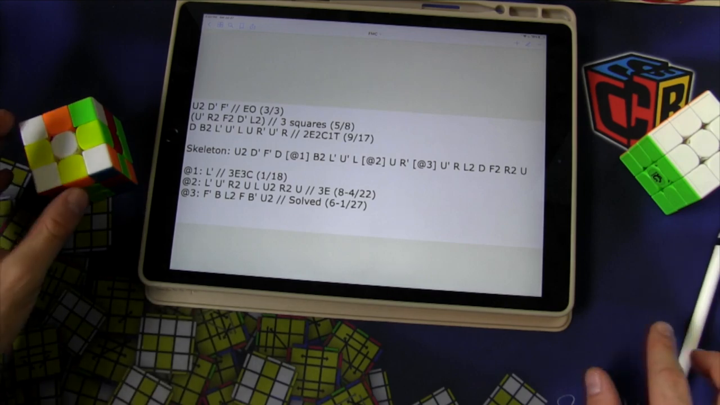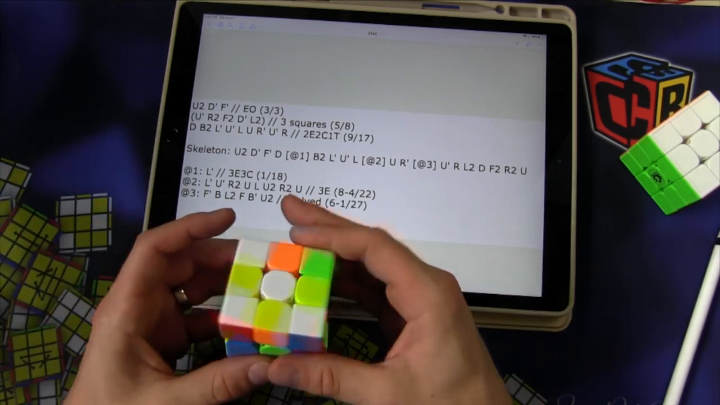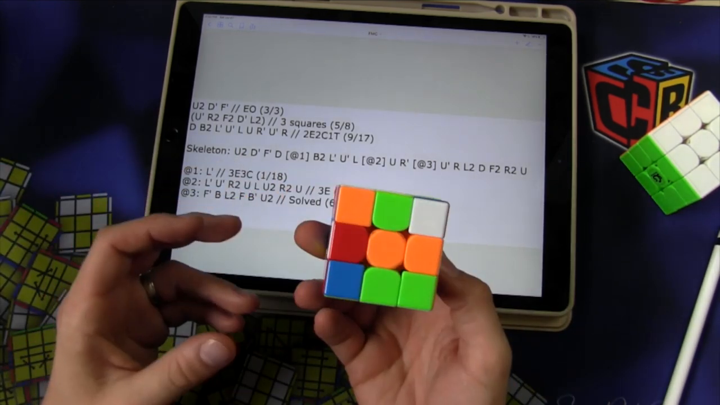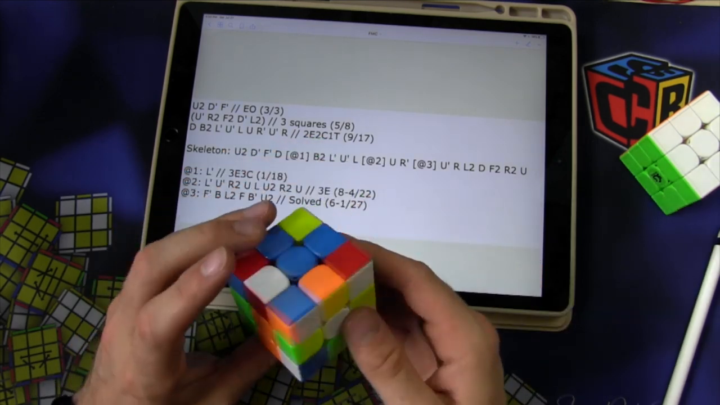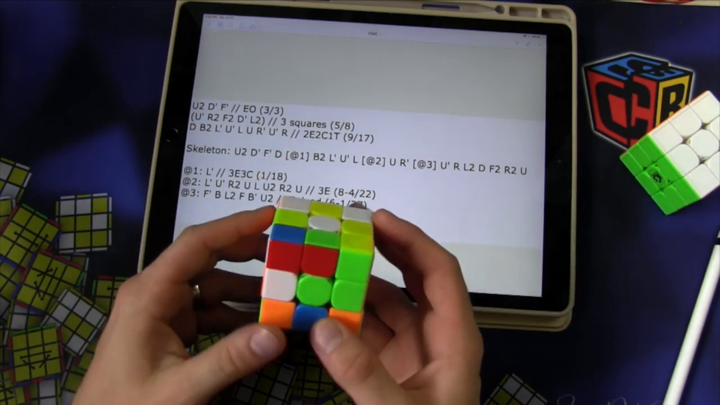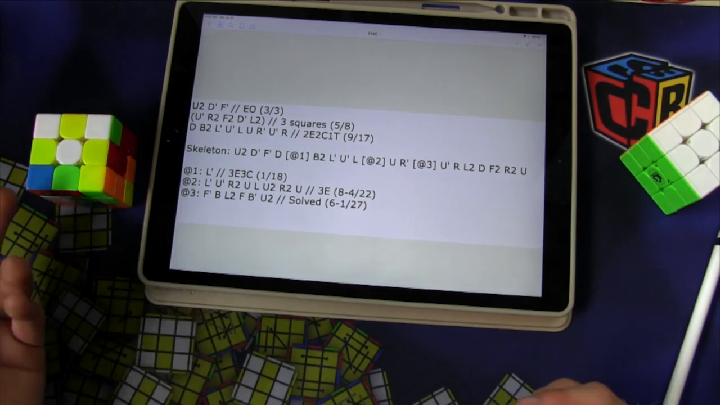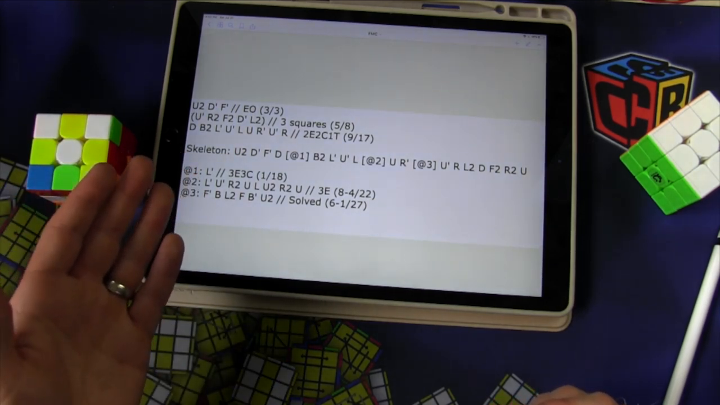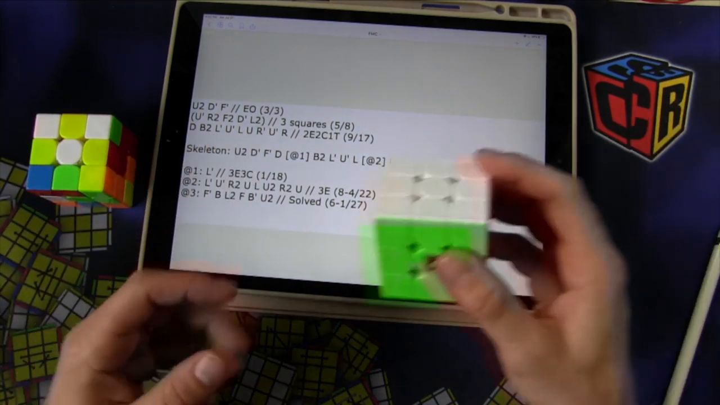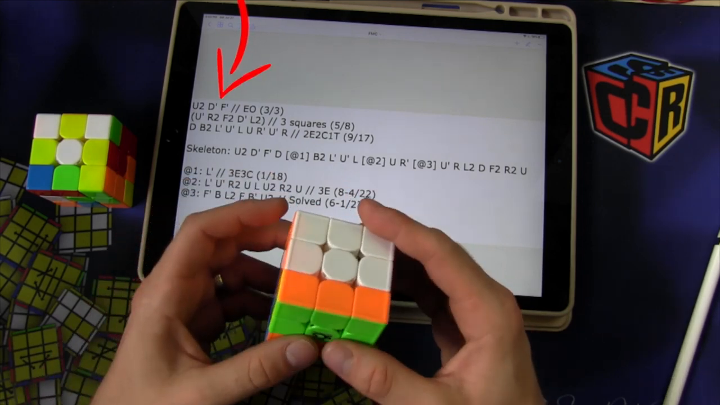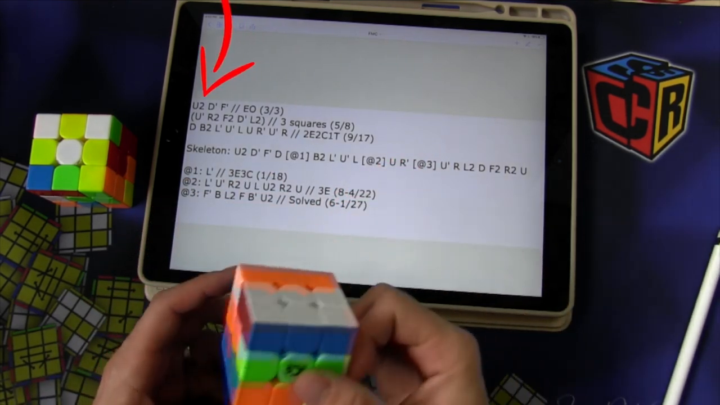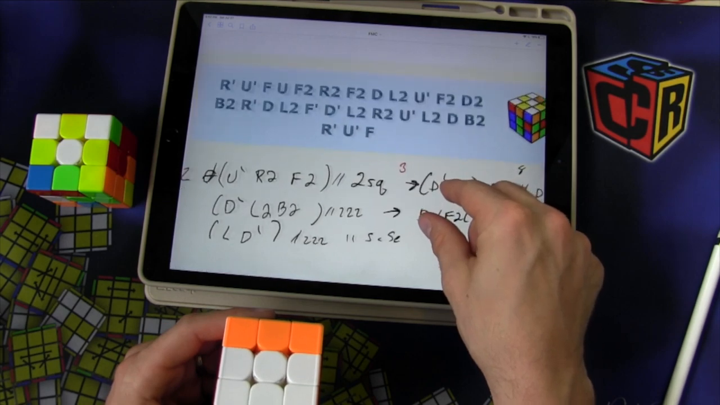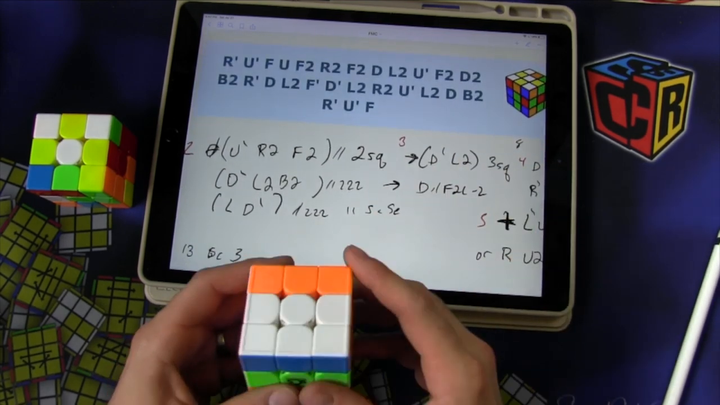So first thing I did was edge orientation. I did U2, D prime, F prime. So I oriented edges, had a few blocks, but I couldn't really find anything great from there. So what I did was then I did that and inverted it. So I first did F, D, U2. Then I did the scramble inverted. And you can see some of my notes for things that I wrote.